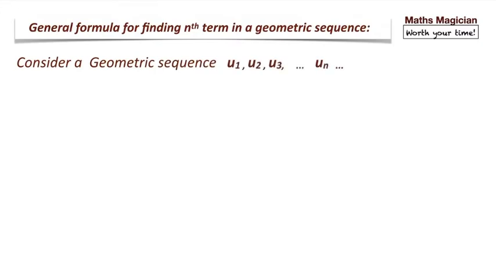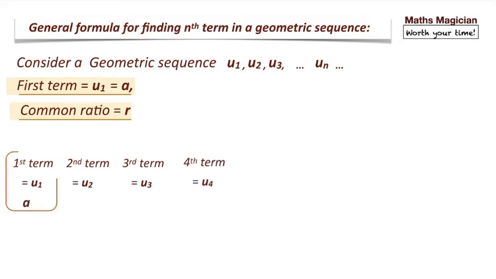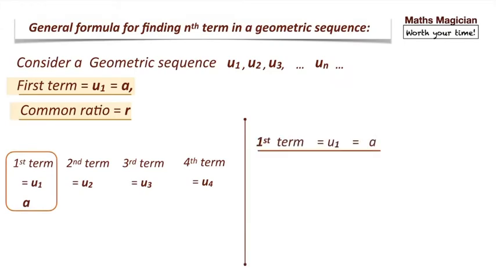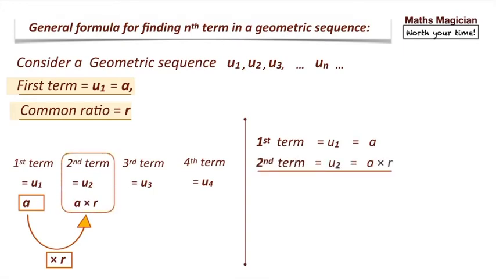General formula for finding nth term in a geometric sequence. Consider a geometric sequence u1, u2, u3 and so on. Let first term be a, common ratio be r. First we write the first four terms of the geometric sequence. As first term is a, we write it on the right side. It is a geometric sequence, so we multiply the common ratio r with the first term and get the second term, a multiplied by r. We write this also on the right side.